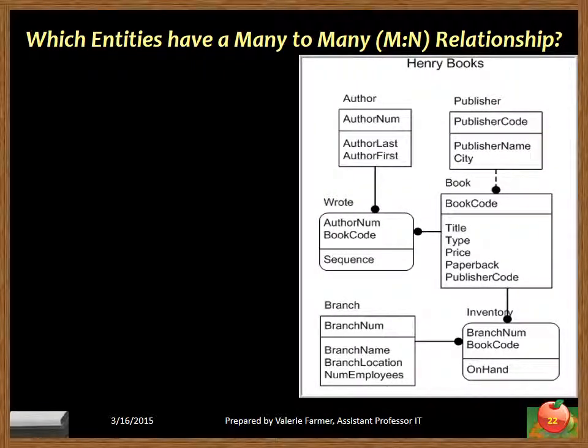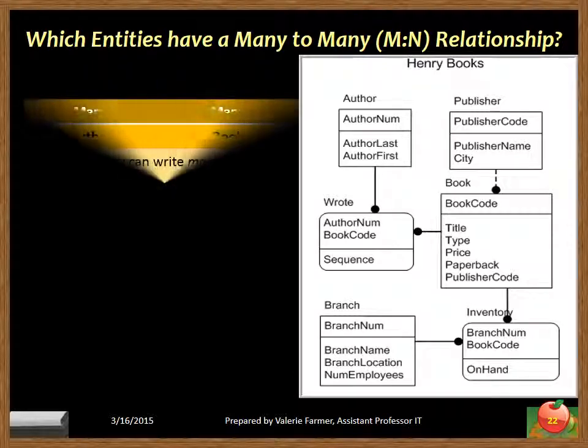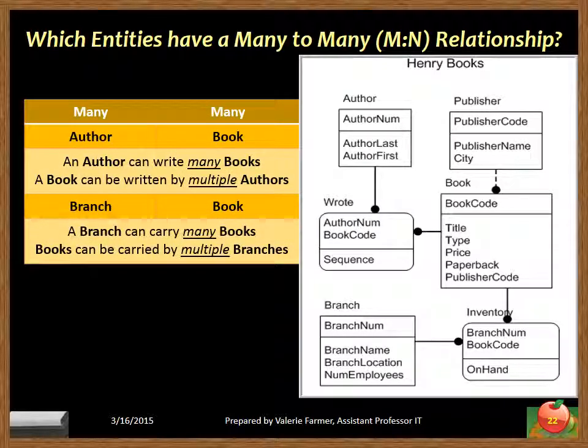Which entities have a many-to-many relationship? Author and book have a many-to-many relationship. An author can write many books. A book can be written by multiple authors. Branch and book have a many-to-many relationship. A branch can carry many books. Books can be carried by multiple branches.